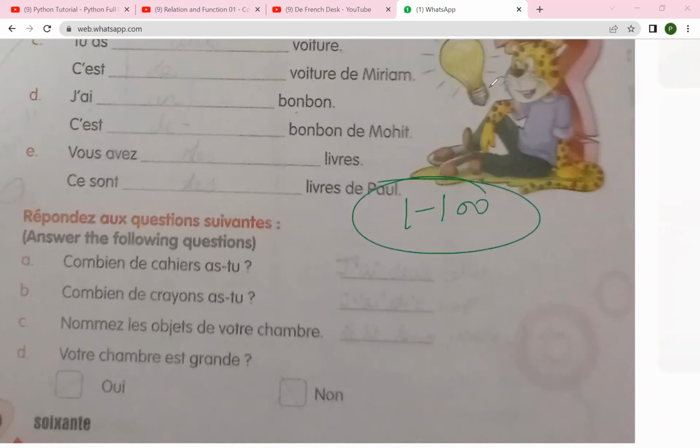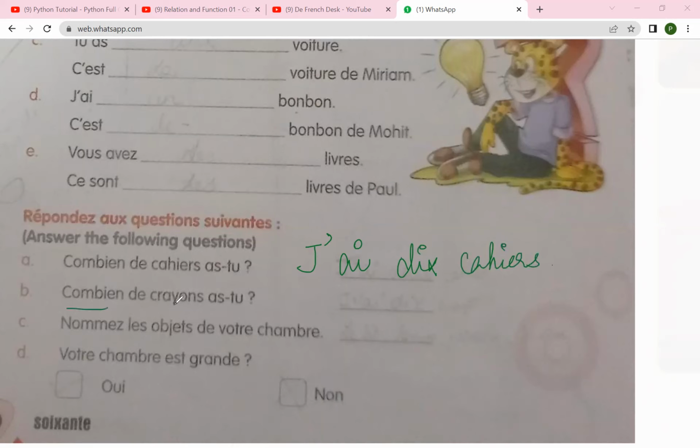So how will you form the sentence? You'll obviously make use of avoir. So I want to write I have, so j'ai, suppose 10 notebooks. So j'ai 10 cahiers. Combien de crayons as-tu? How many pencils do you have? So I can write j'ai 5 or any other number that you want to write. Crayon.